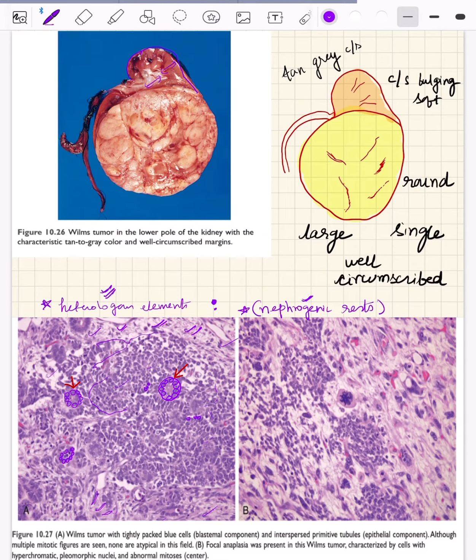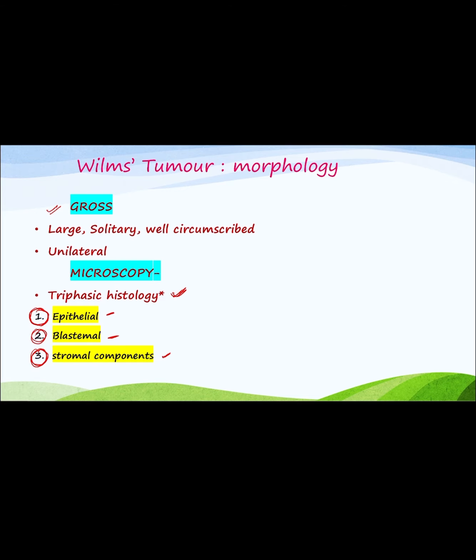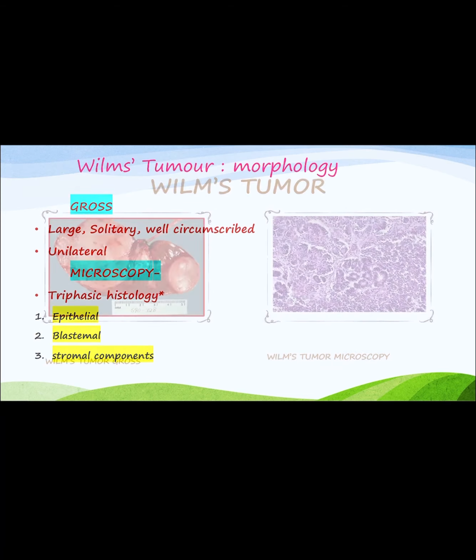Another important point is anaplasia. Anaplasia is seen in a minority of cases of Wilm's tumor, and if we see anaplasia in the microscopy, then we have to put it down in the report, because anaplasia is a bad prognostic feature and it is associated with resistance to chemotherapy. So in the anaplastic variant, we will see the pleomorphic hyperchromatic cells, and there will be presence of increased abnormal mitosis. So this was all about the microscopy of Wilm's tumor. You need to remember this triphasic histology: epithelial element, blastemal and stromal components.